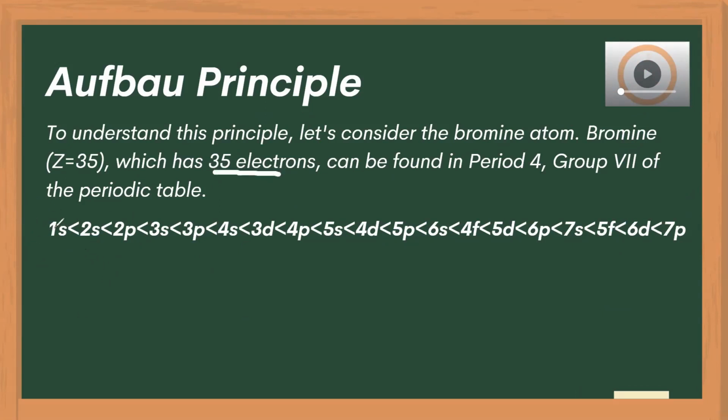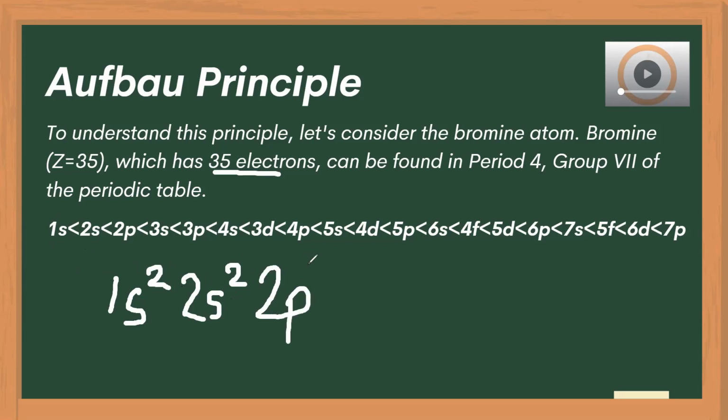Okay, so first we start at the lowest energy. So you have 1s. The maximum number of electrons for s is 2, so we place here 2. Then we have 2s2. Please take note of the maximum number of electrons for each azimuthal quantum number. So you have here 2p6, 3s2. So far we have 12 electrons.